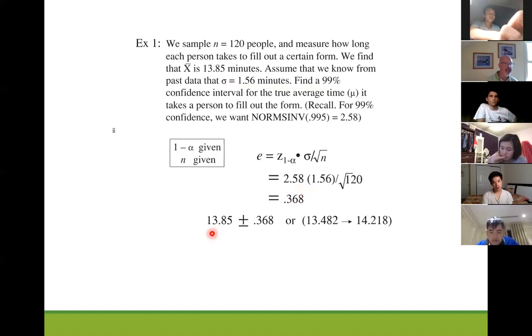So basically what that means is the true average time it takes for somebody to fill out this form is somewhere between 13.85 minutes, give or take 0.368, or between 13.48 minutes and 14.2818 minutes. Right? So on average, it takes people roughly between 13 and a half and a little over 14 minutes to fill out this form.